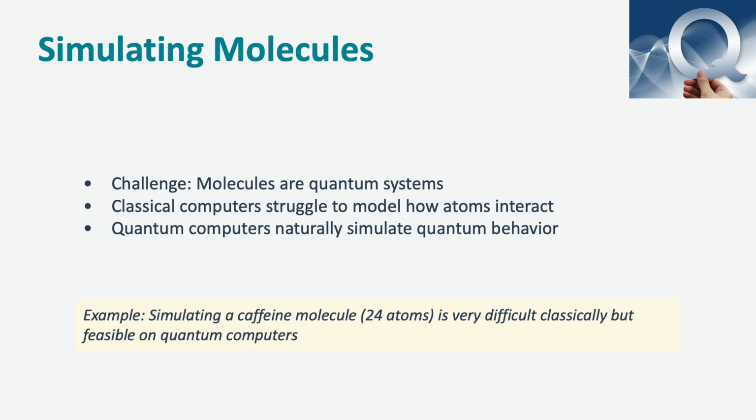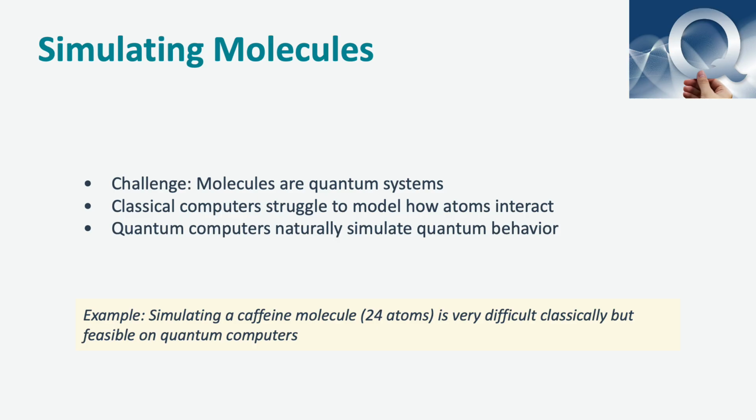At the atomic and subatomic level, particles don't behave like the objects we encounter in everyday life. An electron does not orbit an atom's nucleus like a planet orbits the sun. Instead, it exists in a cloud of probability described by quantum mechanics. When multiple atoms come together to form a molecule, the quantum interactions between all their electrons create incredibly complex systems. Classical computers must approximate these interactions, and their approximations become increasingly inaccurate as molecules get larger.